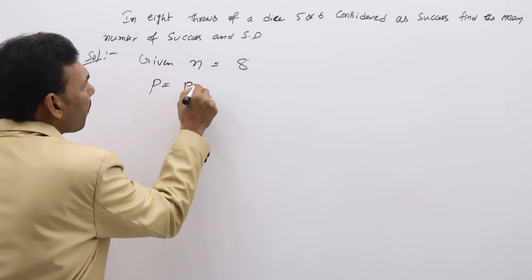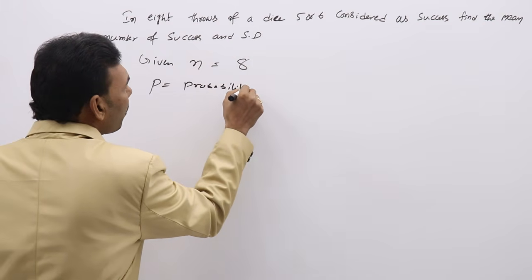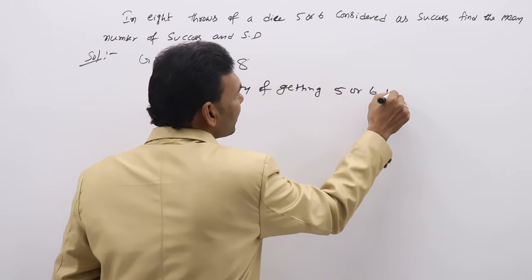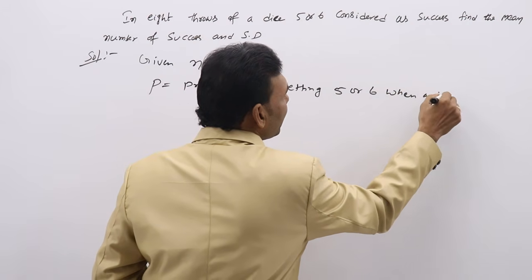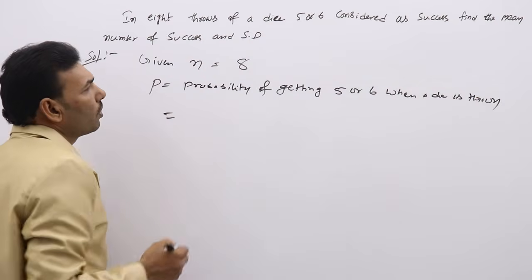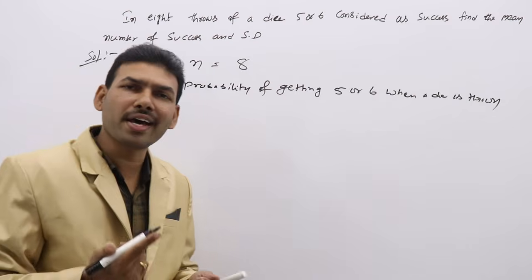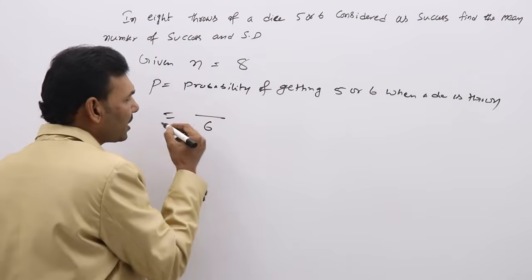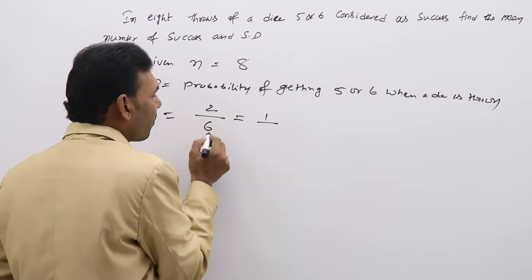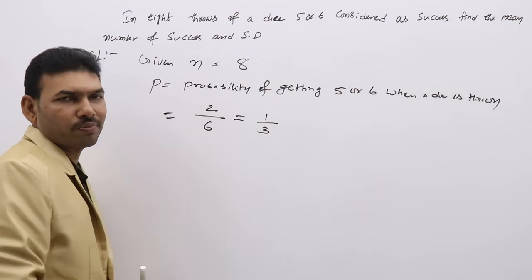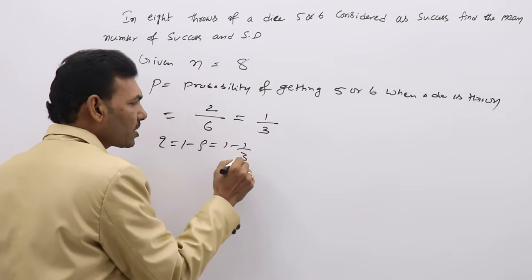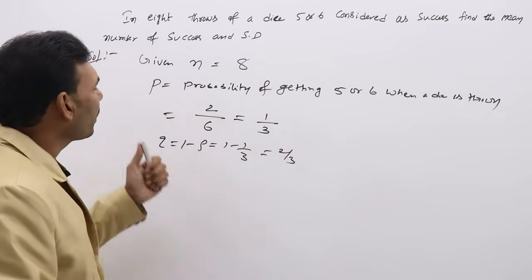P is the probability of getting 5 or 6 when a die is thrown. When one die is thrown, what is the probability of getting 5 or 6? The total number of cases are 6. Getting 5 or 6 are only 2. 2 by 6. 2 are favorable, total 6. 2 1s are 2, 2 3s are 6. P is 1 by 3. What is Q? 1 minus P. 1 minus 1 by 3, 2 by 3.